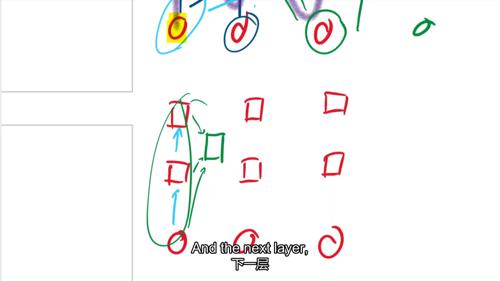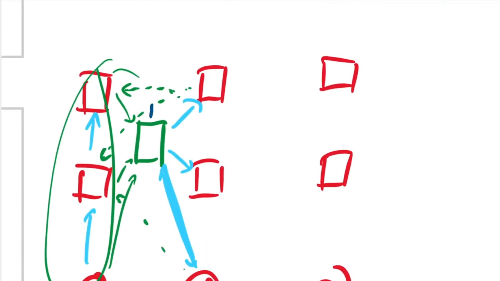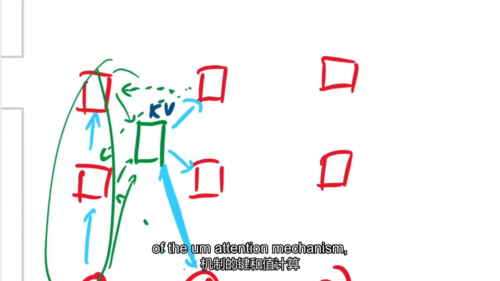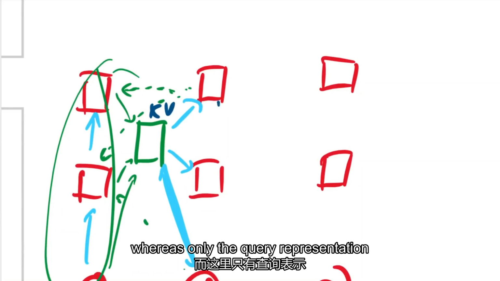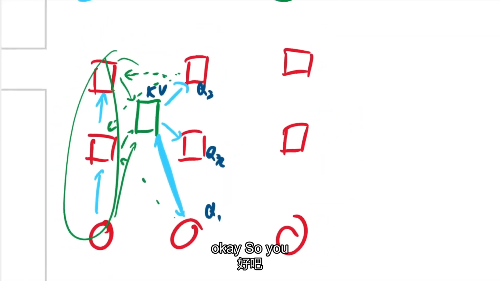And the next layer, what it can do is, instead of looking at the individual representations right here, all of them can instead look at this memory representation. That, first of all, saves space and memory, and second of all, you can also share the key and value computation of the attention mechanism, whereas only the query representation goes here with the different layers. So that's queries number 2, that's queries number 1. Okay, so you can share that.